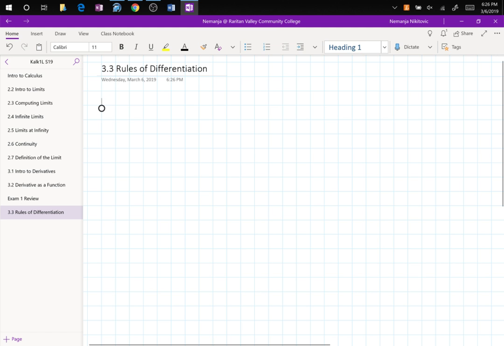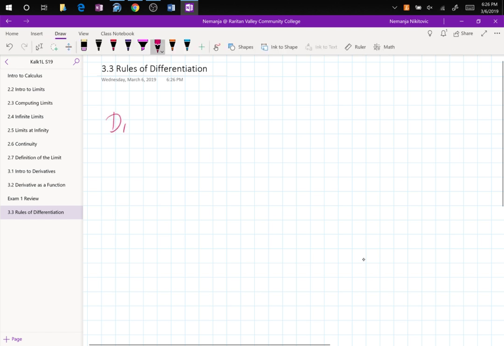Hello and welcome back to Calculus 1, section 3.3 on rules of differentiation. Differentiation. What does that word mean? What is the meaning of the word differentiation? Differentiation is a process of taking the derivative.